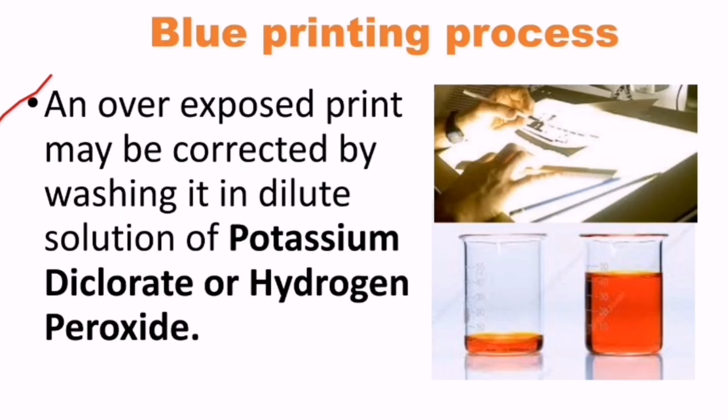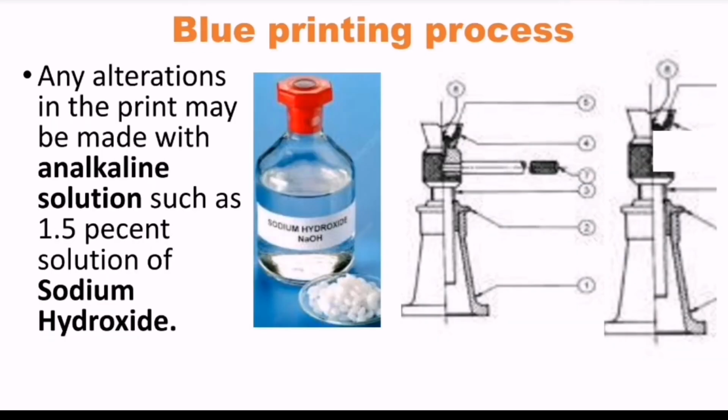An overexposed print may be corrected by washing it in a dilute solution of potassium dichromate or hydrogen peroxide. That means a damaged or overexposed drawing may be corrected with the help of washing it in a dilute solution of potassium dichromate or hydrogen peroxide. Any alterations required in the print may be made with an alkaline solution such as a 1.5% solution of sodium hydroxide, NaOH.